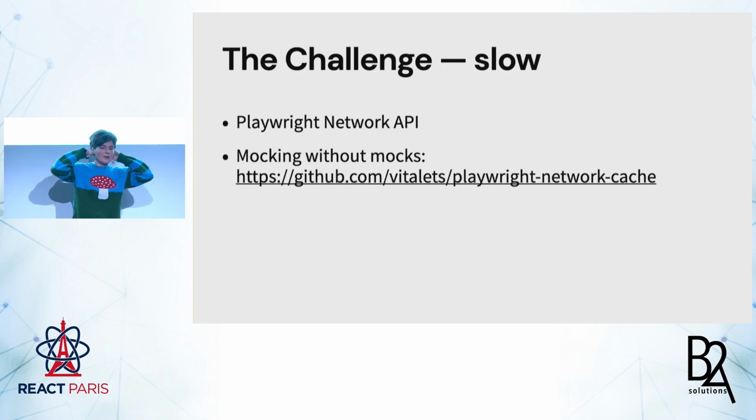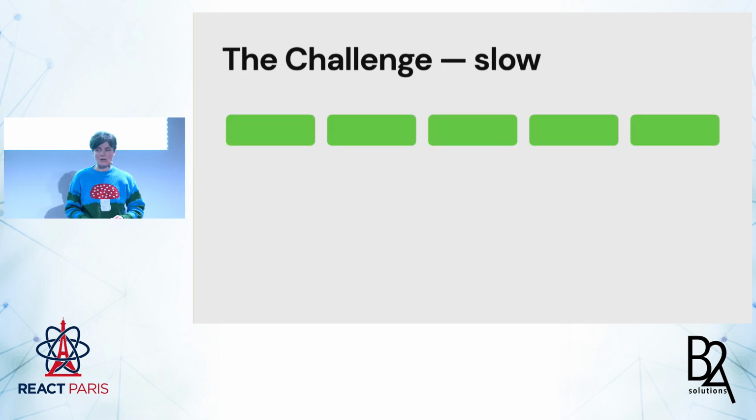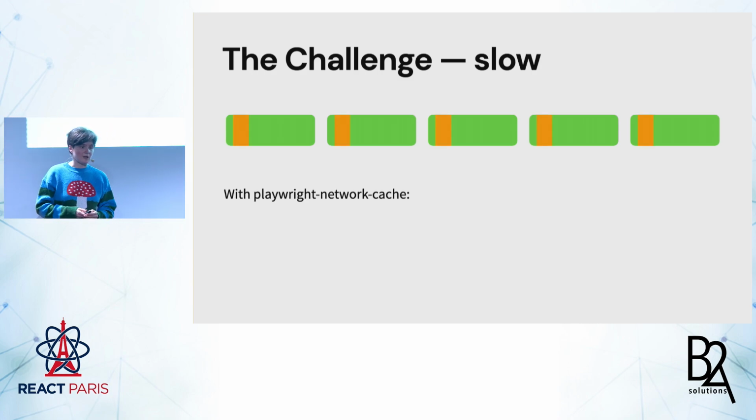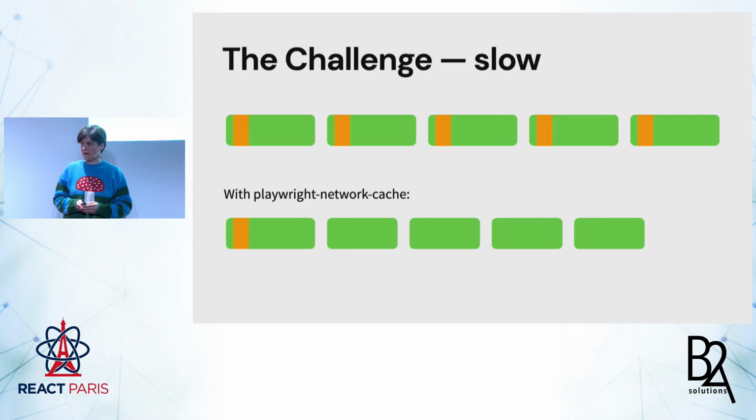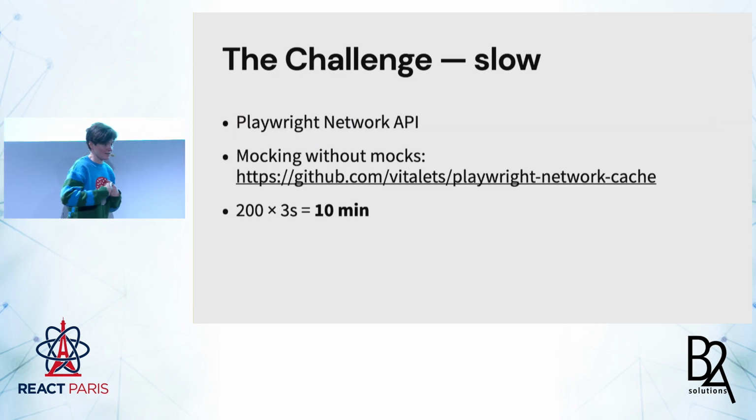This is exactly what Playwright Network Cache offers. Let me show you how that works. Imagine we have 5 tests. They all start by performing some expensive operation, opening a test project. It takes, on average, 3 seconds. With Playwright Network Cache, the very first test will perform the expensive operations and store the result on disk, doesn't matter, GET request or POST, and all the other tests will use them as mocks. In our case, we had 200 tests, so we got back 10 minutes with this optimization.